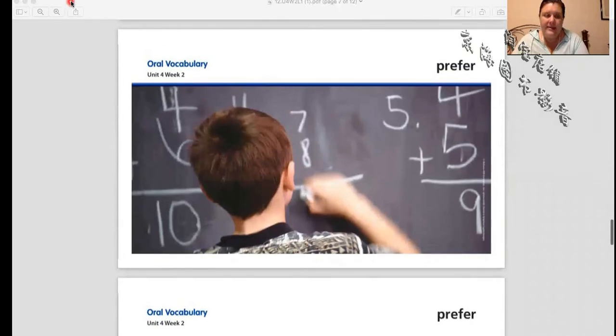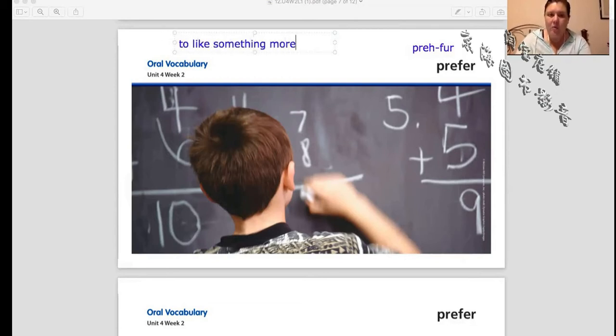Okay, easy peasy lemon squeezy. This word's really easy to say. Okay, so we say this word prefer, prefer. Prefer means to like something more than something else. So you might prefer math to English class, okay? So to prefer something is to like something more, okay?